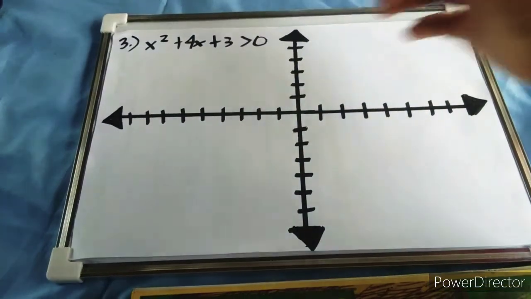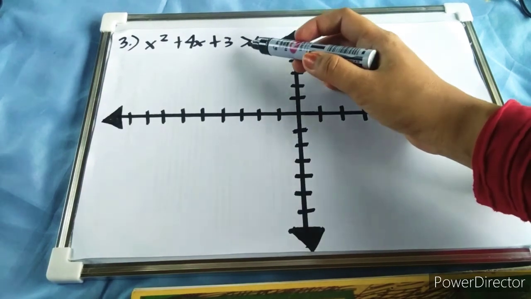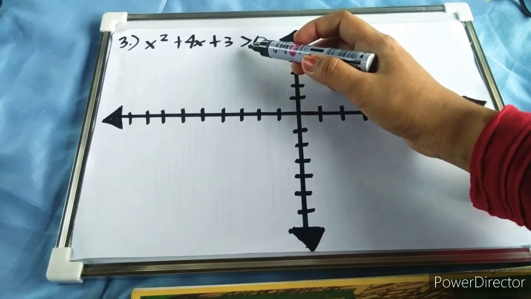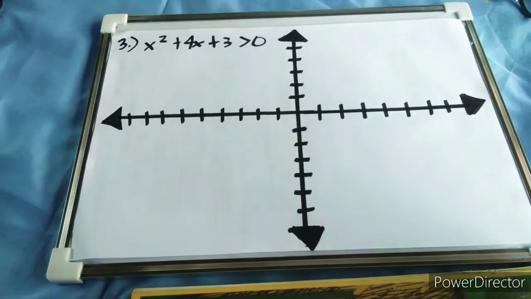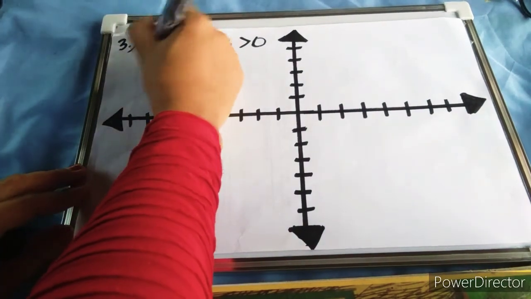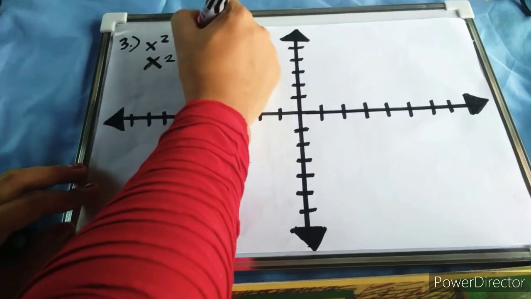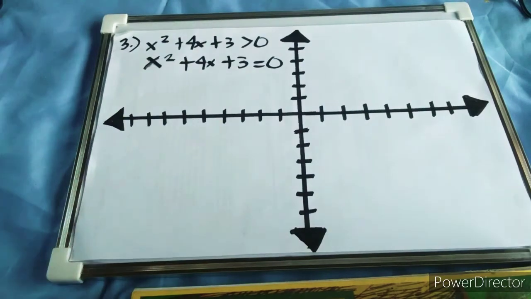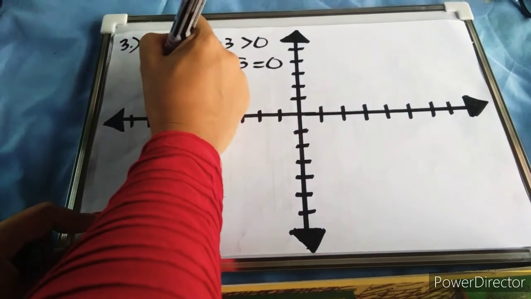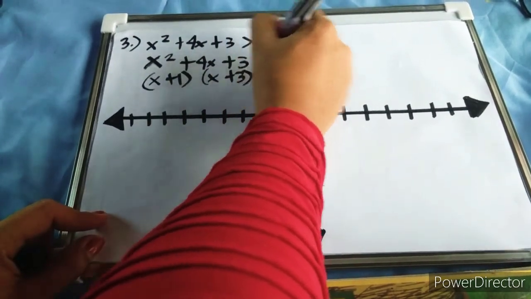Okay, we'll have another one. x squared plus 4x plus 3 is greater than 0. So, the same procedure or steps, transform the given quadratic inequality into quadratic equation or quadratic function. So, we have x squared plus 4x plus 3 is equal to 0. And what are the factors of 3 na merong sum na 4? So, we have positive 3 and positive 1.